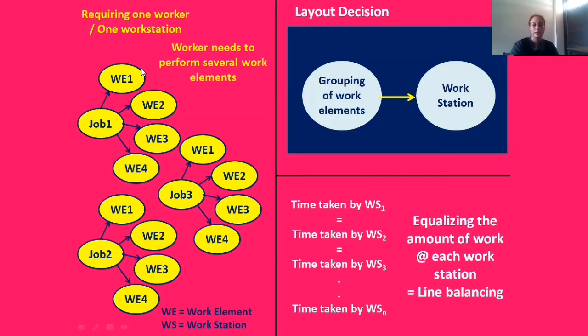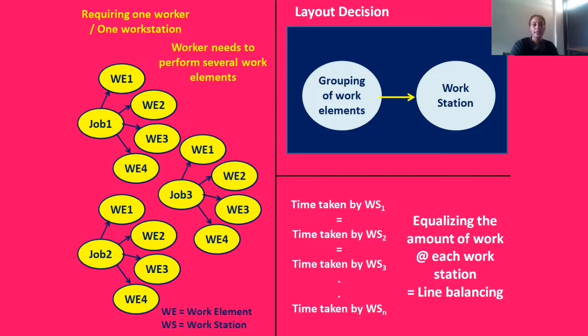In case of line balancing, when we have to assign jobs to workstations, what a manager can do is divide the jobs into work elements. Suppose in a particular organization there are three jobs, job 1, job 2 and job 3. These can be divided into work elements. Work elements are the smallest units which cannot be divided further.